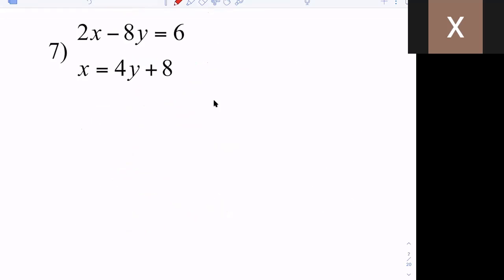Number 7. What am I substituting? What am I substituting? When I ask you that question, you're supposed to go to the one that says x equals or y equals. Which one is it? X equals or y equals? It's x equals. It's telling you that the x value is what? The x value is what? 4y plus 8, which means wherever you see an x, I can put what? I can put 4y plus 8.